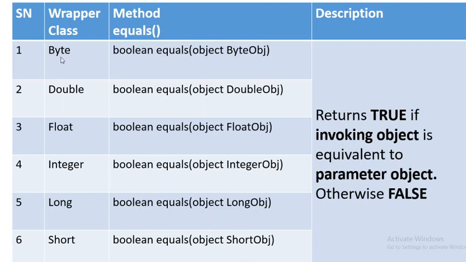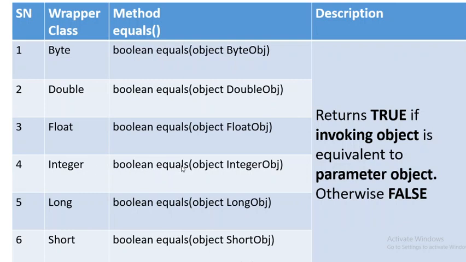So if we are using this with the Byte class, it is byte class object dot equals, in brackets another byte class object. If both of these objects are the same, the return will be true. If these are different, the return will be false. With a Double class object dot equals, in brackets another Double class object. If both of these objects are the same, the return value will be true, and otherwise the return will be false. Similarly with a Float object dot equals, in brackets another Float object. If both of these objects are the same, the return will be true, otherwise the return will be false.